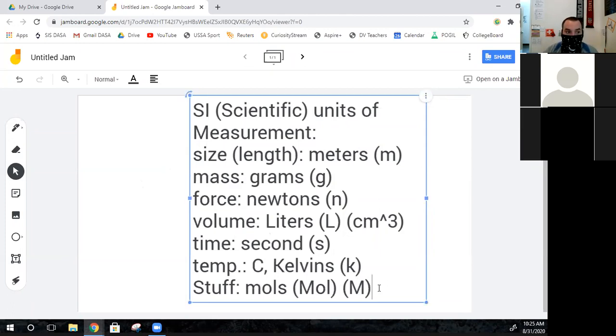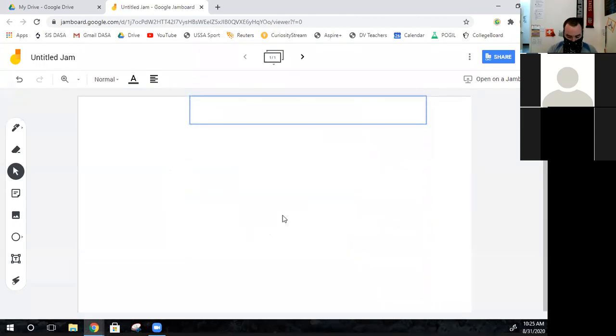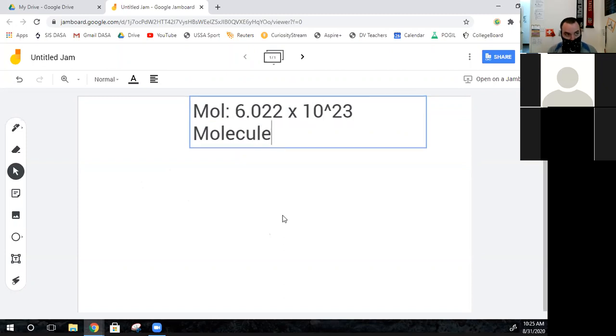Moles. So I'm going to erase all this, and you're going to be upset about it, but whatever. We need to talk about moles. Okay? A mole is equal to 6.022 times 10 to the 23rd power molecules. 6.022 times 10 to the 23rd.